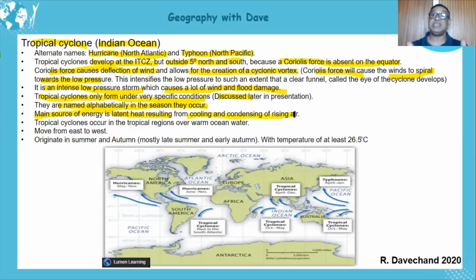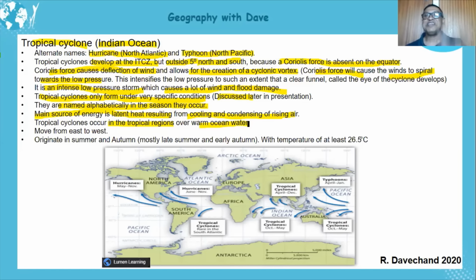First, there has to be high temperatures, but the main source is latent heat, because as air cools, it gives off heat and it makes it hotter, more air rising, and of course, the pressure decreases in the center. Tropical cyclones occur in tropical regions over warm oceans. So warm oceans, you understand, there has to be rising of air to create this low pressure.